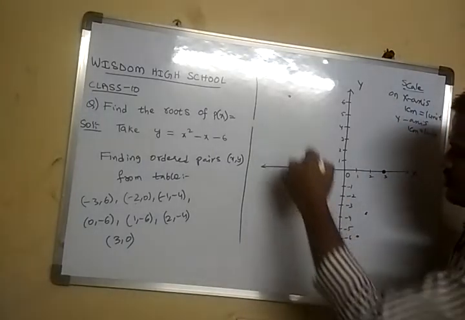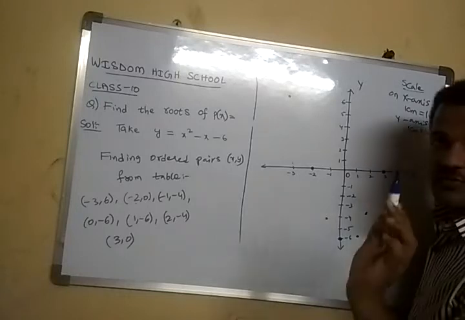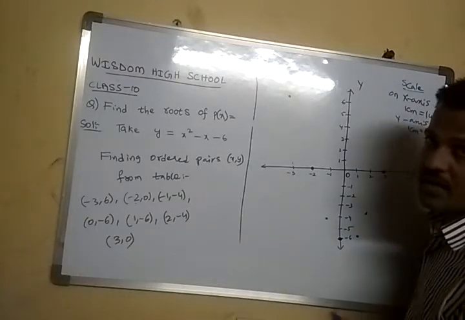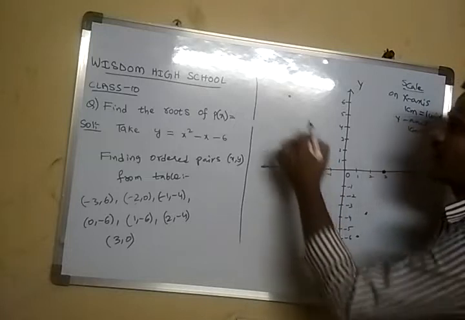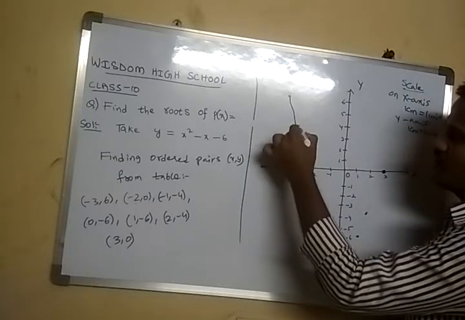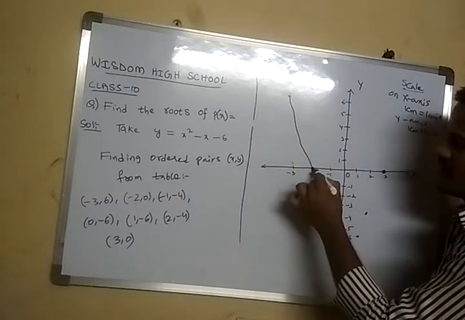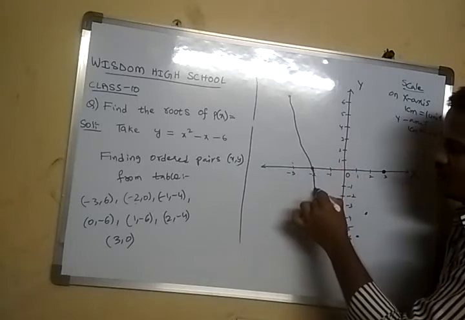Now you need to join all these points with a smooth hand only. Don't use a scale, don't use a ruler. Okay, so next, if you join the points with a smooth curve, you will get a smooth curve.